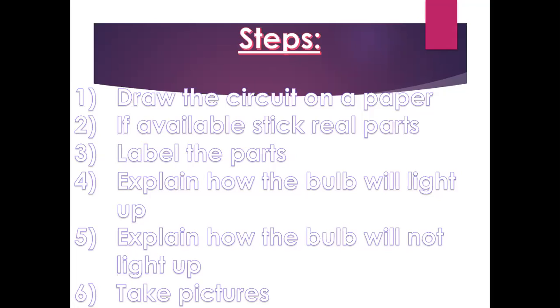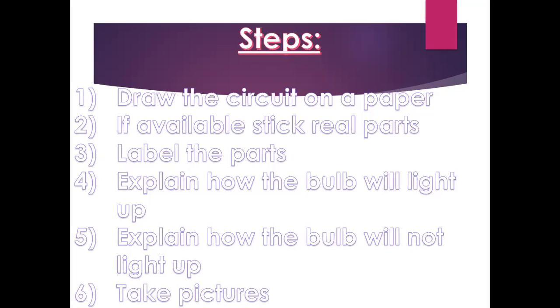If it is available, stick the real parts. After you do this, you will label the parts. You will write, for example, the battery, the wire, the switch, the lamp, or the bulb. You will write above each picture, above each symbol, what it is.